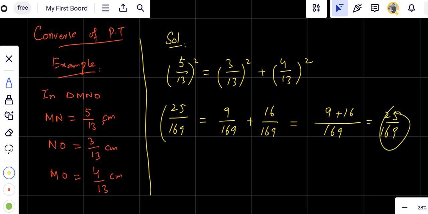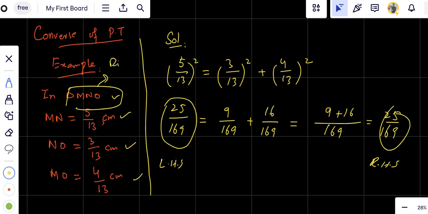Here we have the left hand side and the right hand side, and clearly both sides are equal. So it means these sides are of a right triangle. Perfect. We are almost done with different types of questions, both with Pythagoras theorem and the converse of Pythagoras theorem. Now let me solve a word problem.